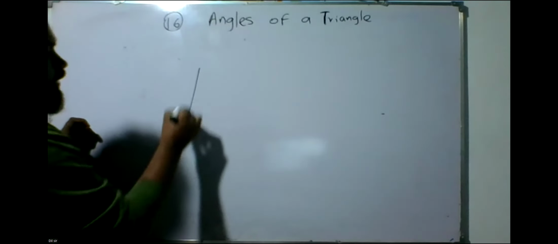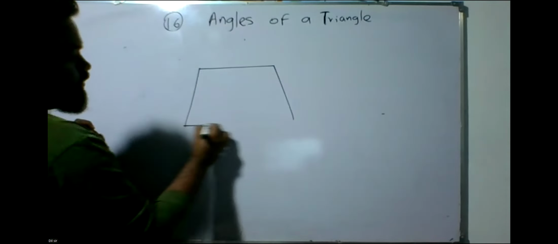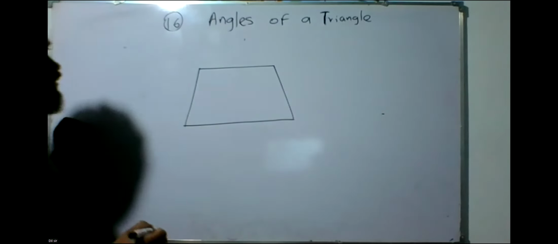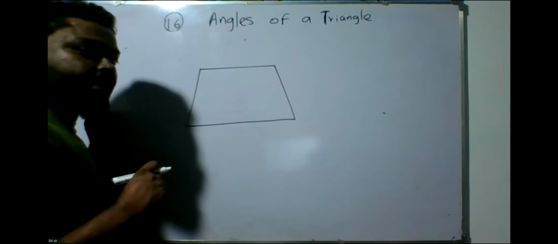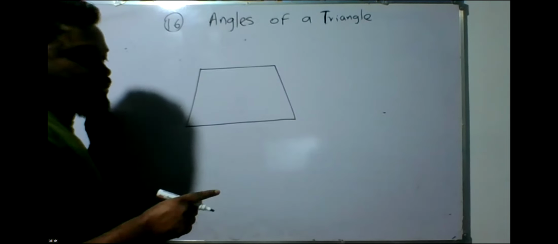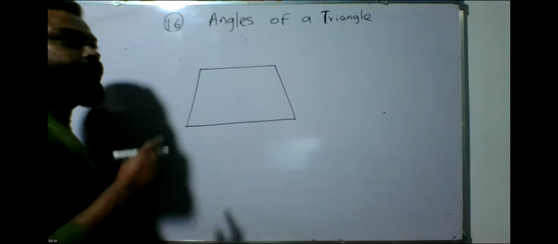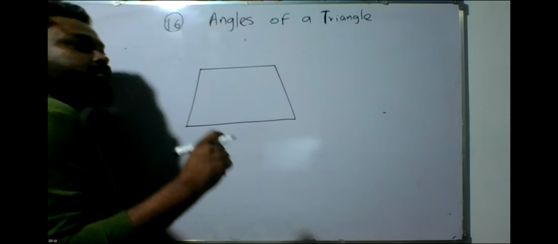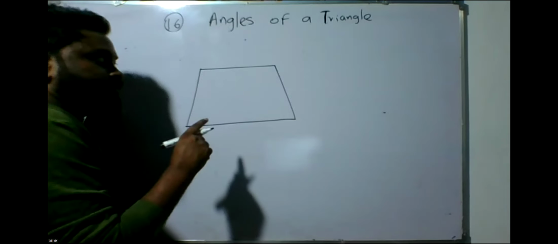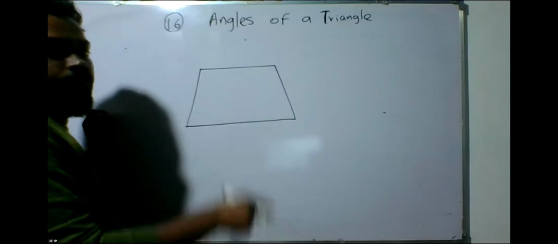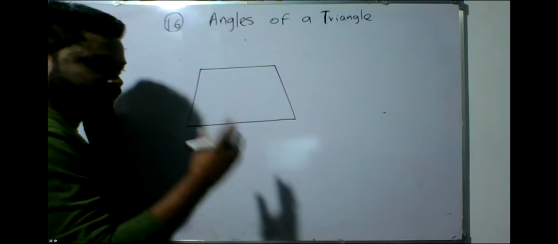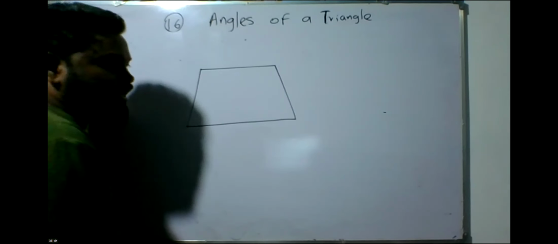Let's take the quadrilateral. The triangle has three exterior angles, no? The triangle has three sides, three interior angles, three exterior angles. The quadrilateral has four sides, then four interior angles. There should be four exterior angles.